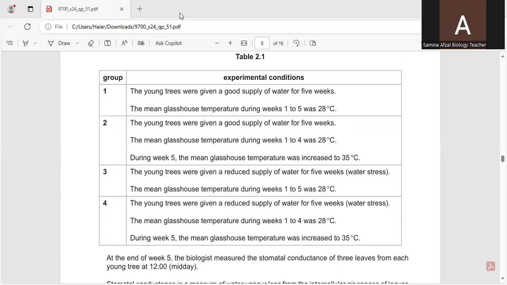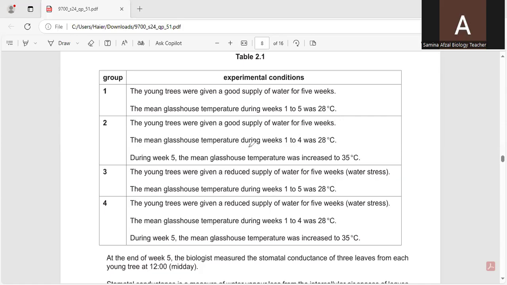You can see group 1. The young trees were given a good supply of water for 5 weeks. The mean glasshouse temperature during weeks 1 to 5 was 28 degrees centigrade. So the conditions were the same for all 5 trees. In group 2, the young trees were given a good supply of water for 5 weeks.